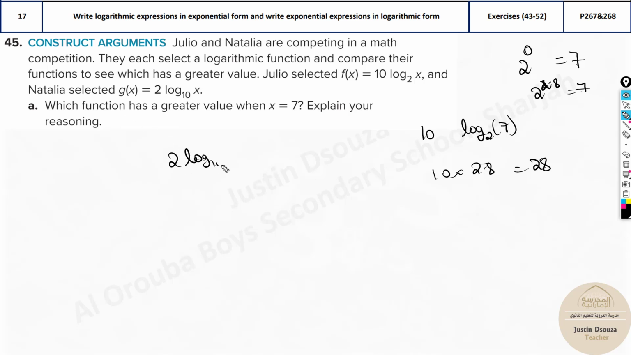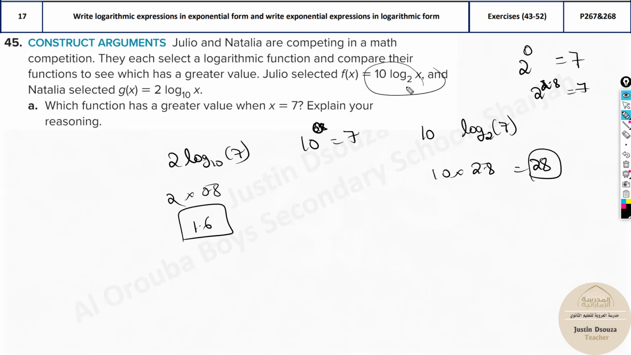Now what about this? 2 log base 10 of 7. So here, how many times do you have to raise 10 to get 7? It will be 0 point something, isn't it? 0 point, I'm not sure, 8 or something it might be. Now this 0.8 is multiplied by 2, that will be 1.6. See, these are not at all accurate. I'm just doing it off the top of my head, but just to give you an understanding, you can see the difference. So obviously this is bigger. When the base is small, the value will be bigger. I hope that is clear now.